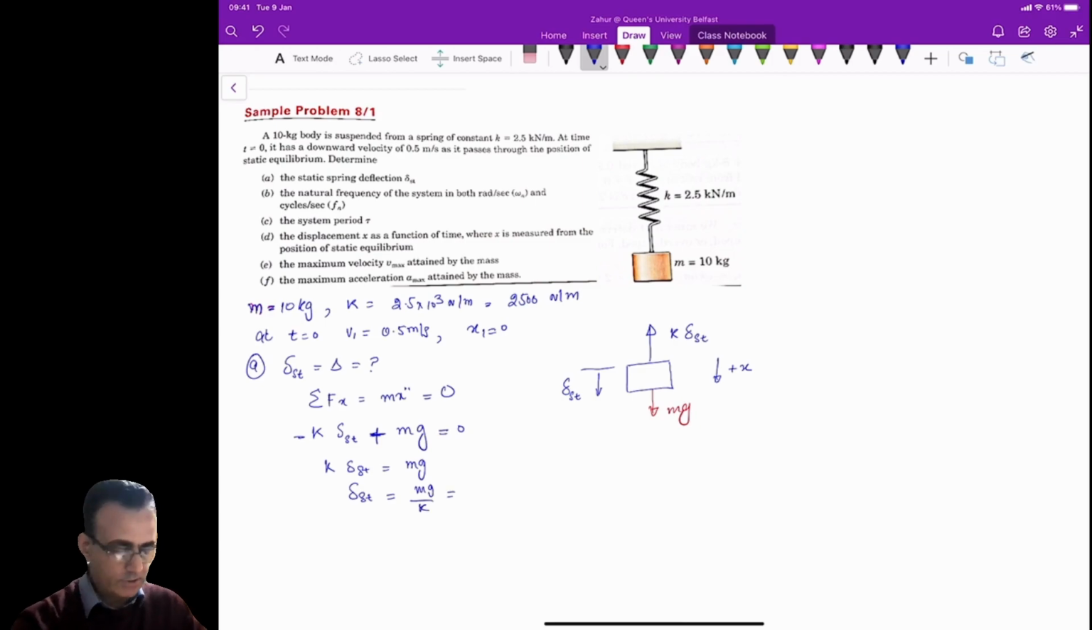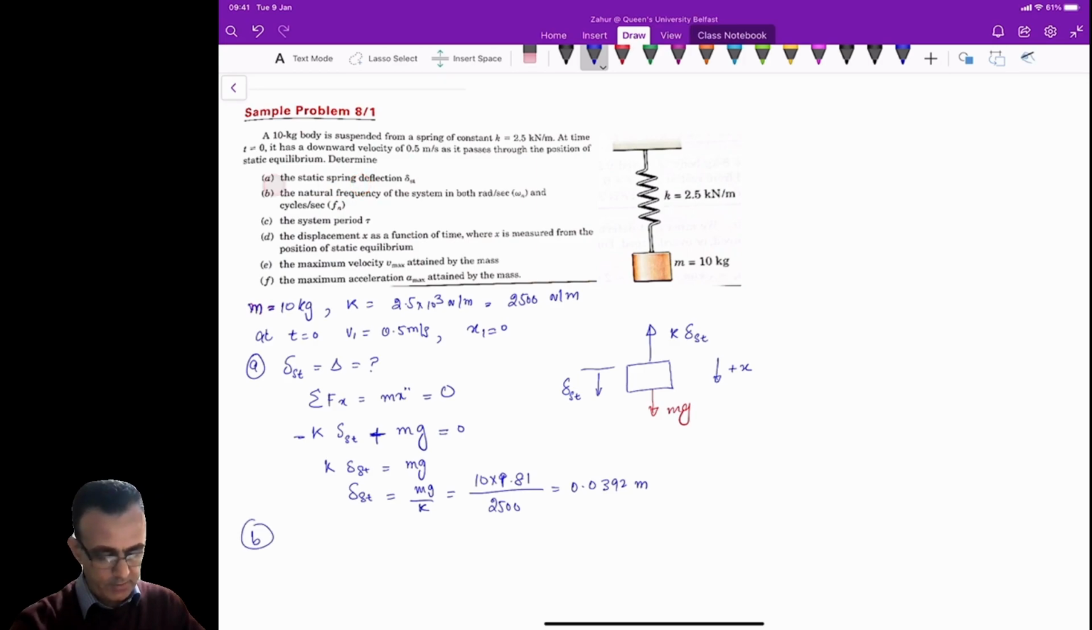So mg here is 10, then g is 9.81, divided by 2500. So it becomes 0.0392 meter. So this is the static deflection of the spring here. And this is our part B.